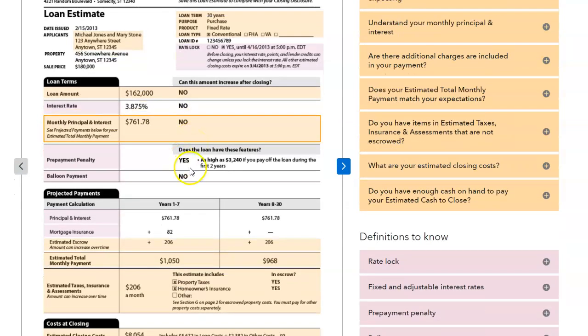And then down here, you'll see if there's a prepayment penalty. Yes. Now, there aren't a lot of loans with prepayment penalties, but this one does have one. Most of the time, this is going to say no. But this tells you if you pay off the loan during the first 2 years, you could have to pay back $3,240 as a prepayment penalty.